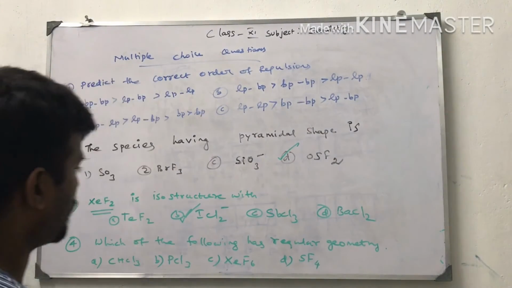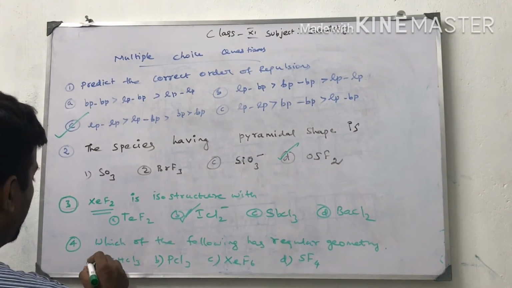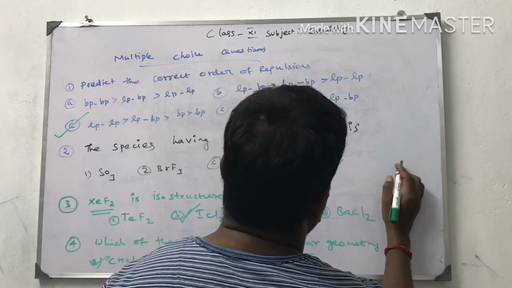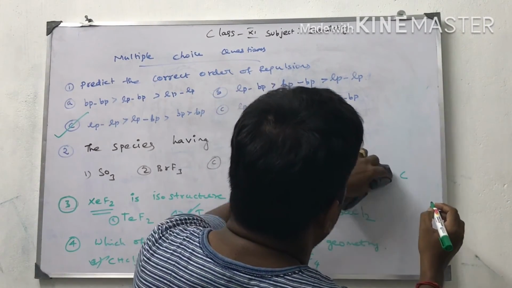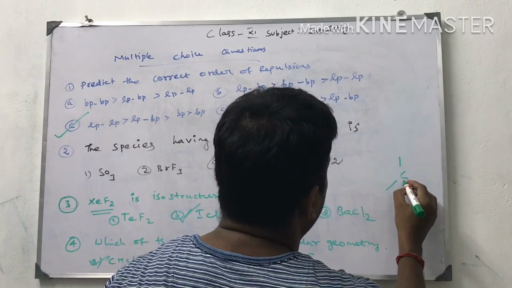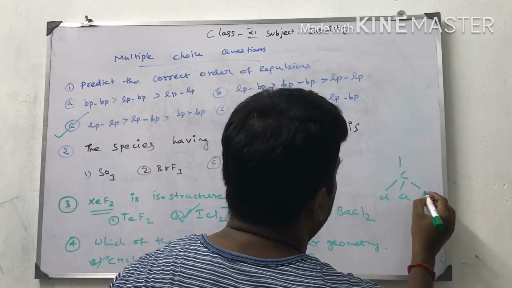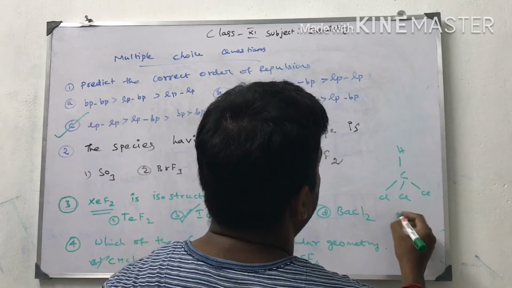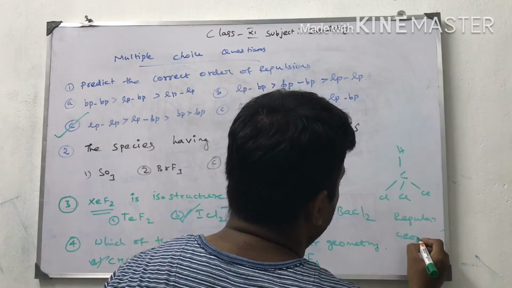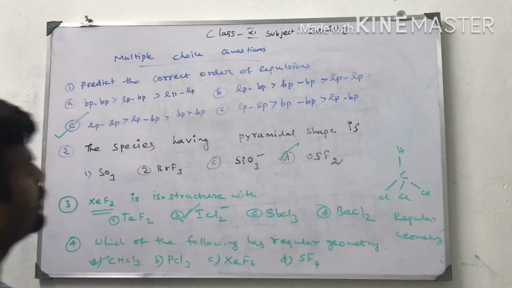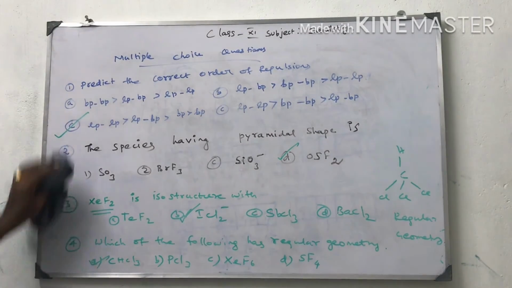Next one, which of the following has regular geometry? Chloroform CHCl3 has regular geometry. CCl4, 1, CCl3, hydrogen is at the top. 1, 2, 3 chlorine, chlorine, chlorine, hydrogen. So this has the regular geometry. So this is the answer for all these 4 multiple choice questions.